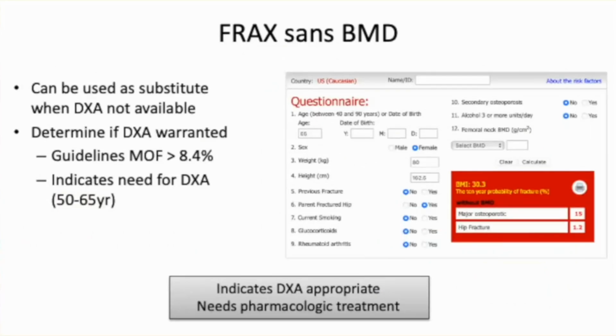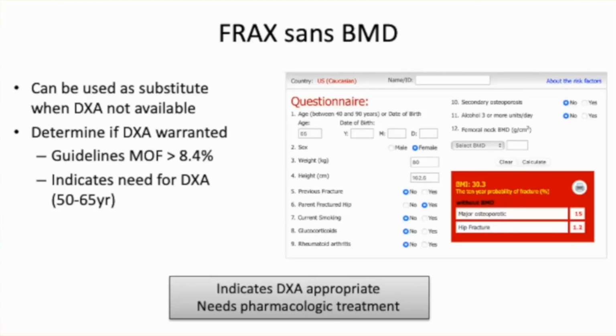Now, you can also do FRAX without BMD. You could do this as a substitute when the DEXA is not available. It gives you good insight. It's not as accurate as when BMD is available, but it is actually pretty good. And it also can be used to screen patients to determine if they should actually have a DEXA scan.